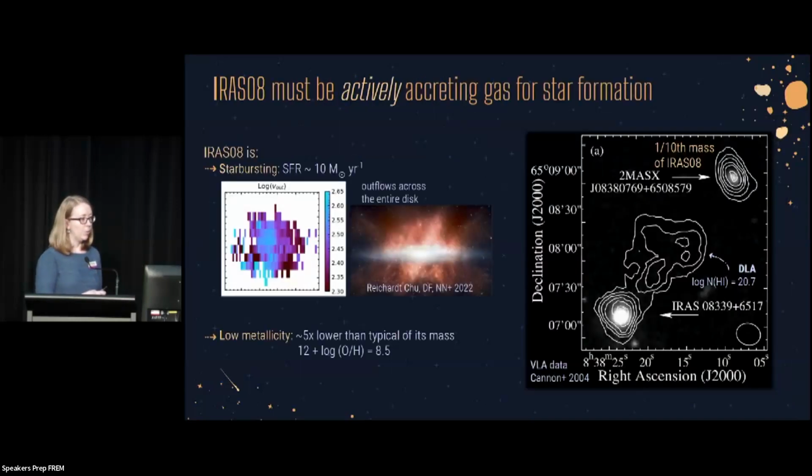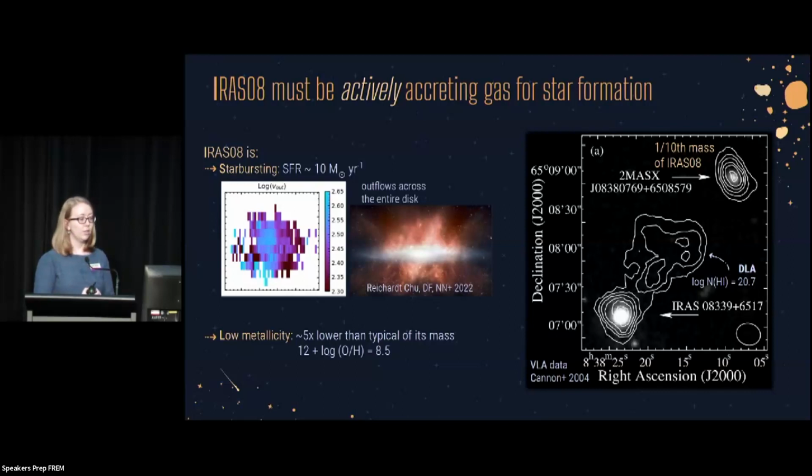So we know that ISO-8 is a really good target for studying the CGM in emission, which until recently has been very difficult to do. But it's great because it seems to have this active baryon cycle. So we know it's starbursting. It has a star formation rate of 10 solar masses per year. And Braun has found outflows across the entire disk, as we've already heard.